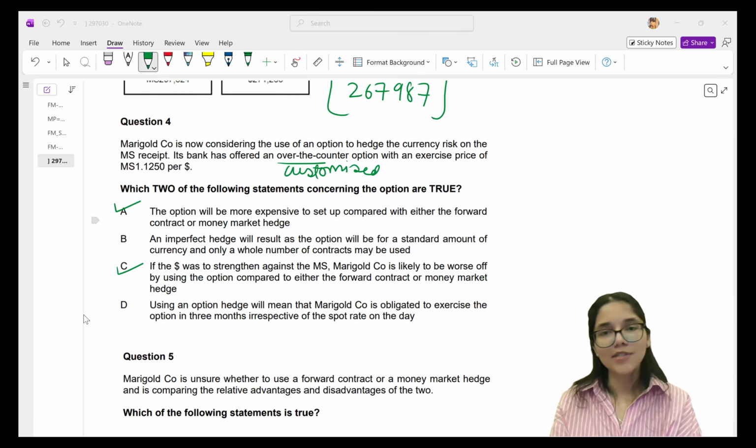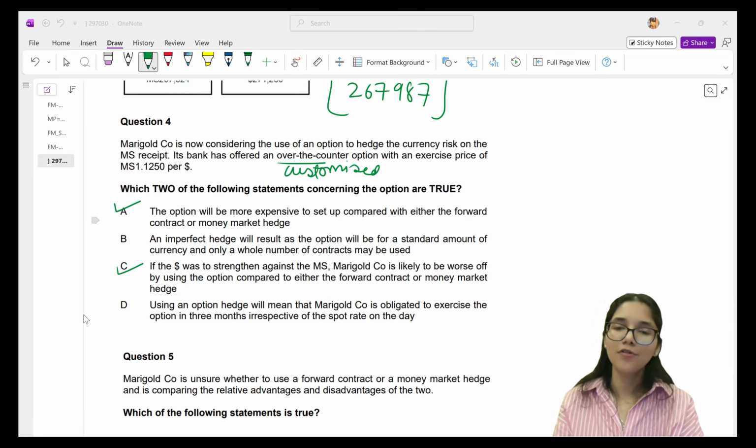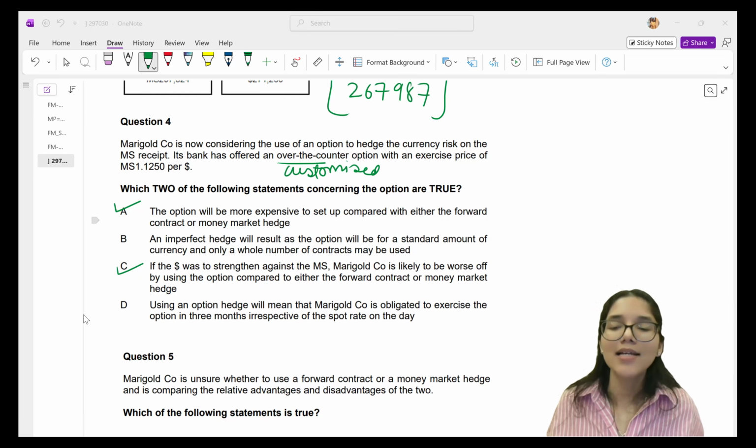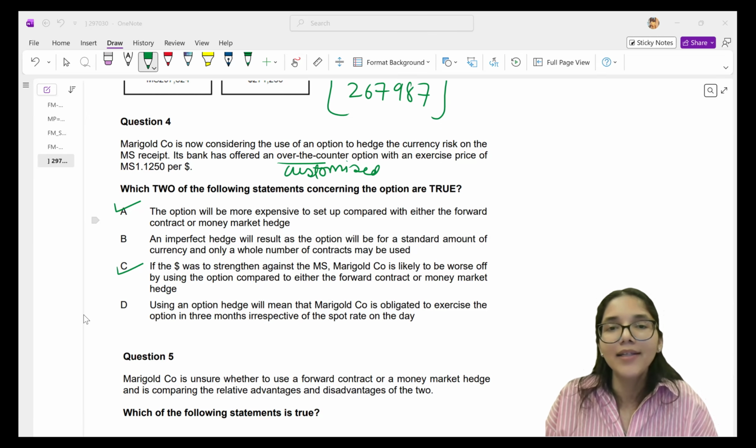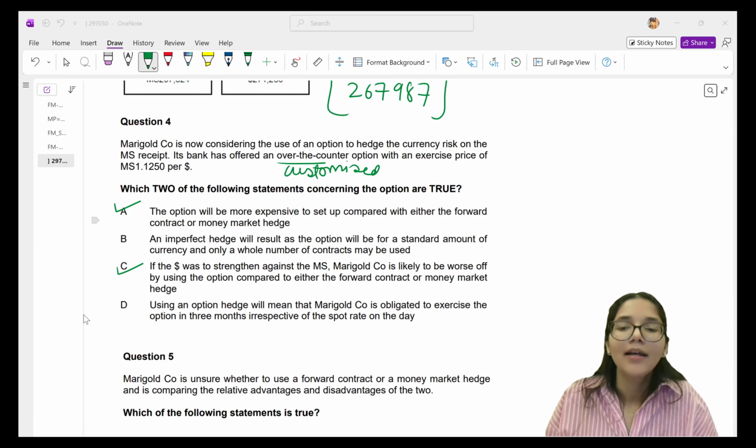So statement A is absolutely correct. Whenever you're getting a choice, it is going to be more expensive for you. Option B says imperfect hedge will happen because only a standard amount of currency and whole number of contracts can be used. But what happens in a customized arrangement? Customized arrangements are tailor made for me. So, are there chances of imperfect hedge happening? If something is tailor made for you, it will fit you perfectly. It will neither be too loose nor too tight. So it will fit you perfectly. There has to be a perfect hedge with a customized option.